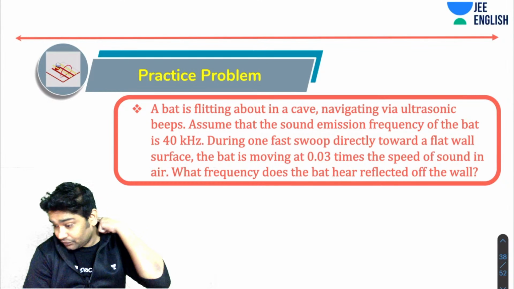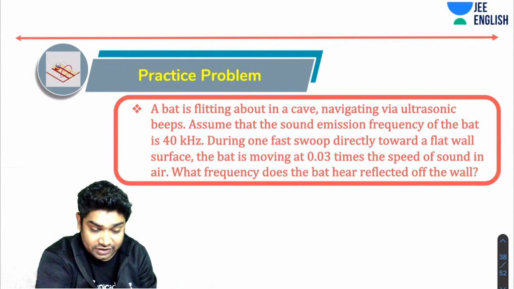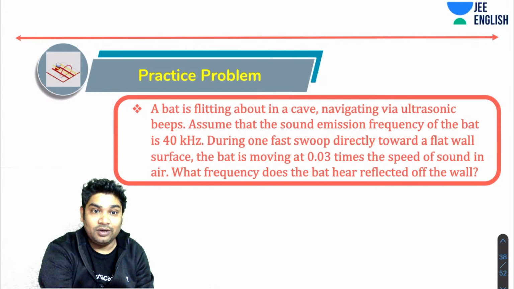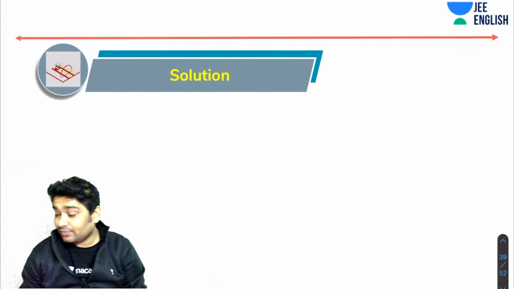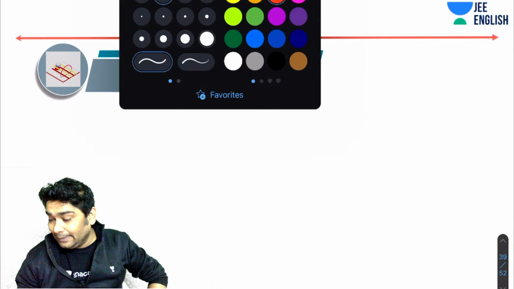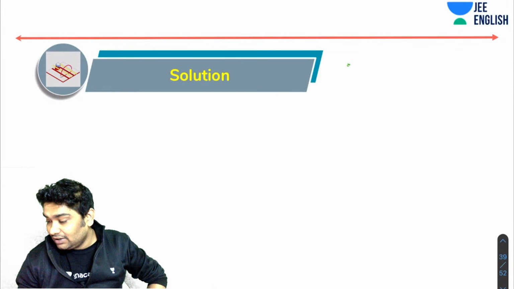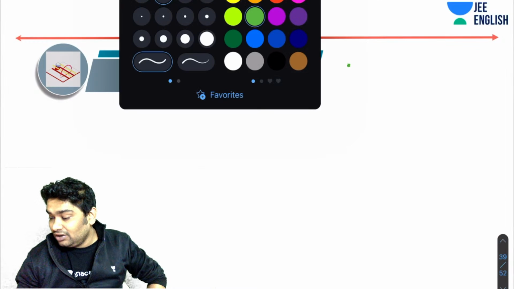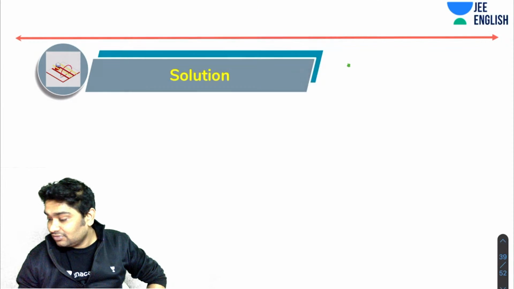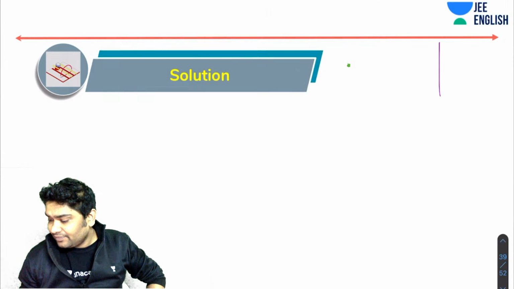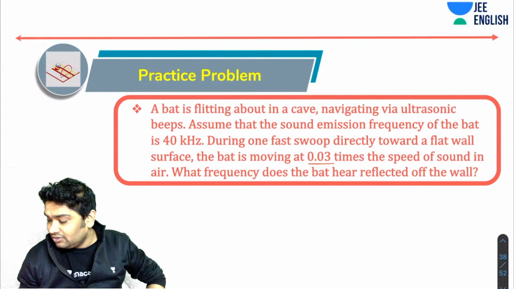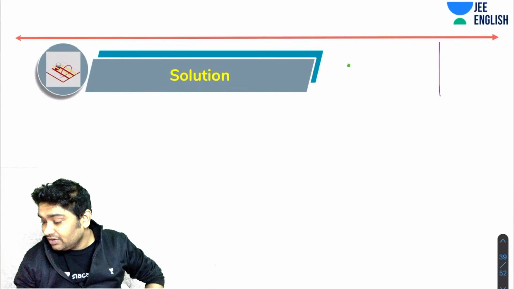Okay. All right. So if nobody is solving this, then why don't I go ahead and show you how to solve this? So again, for the first part, you have the bat, then you have the wall, and the bat is moving with the speed of, we were told, 0.03 c. Bat is moving here with v of bat equals 0.03 c.